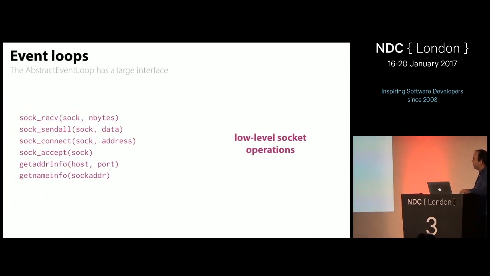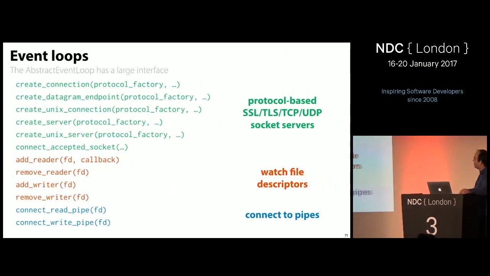There's a bunch of low-level socket-level stuff, which we're not going to bother ourselves with today. And then there's this much higher-level protocol-level stuff: create connection, create datagram endpoint, create Unix connection. We have some functions for watching file descriptors, adding readers, removing readers, adding writers to file descriptors, and also we can deal with pipes.